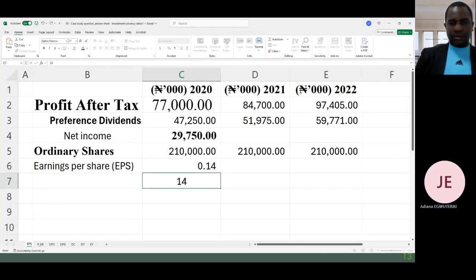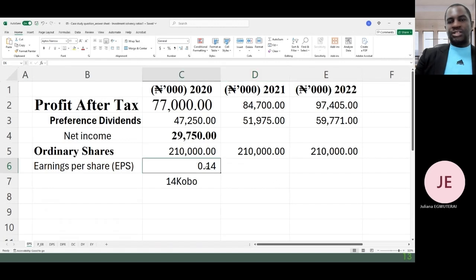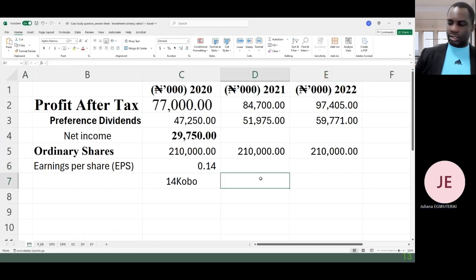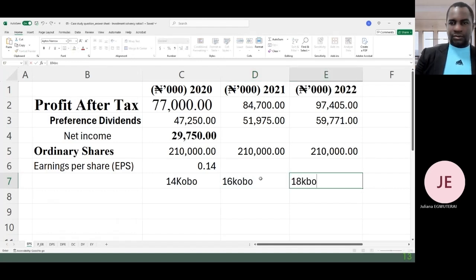14 kobo only. 14 kobo with the volume of shares somebody has will amount to millions of naira. Okay, so I have 14 kobo for 2021. What do you have for 2020? I have for 2020. What do you have for 2021 and 2022? 16 kobo and 18 kobo. Okay, it grew, 16 kobo and 18 kobo. Wow, their shares grew. Not bad.